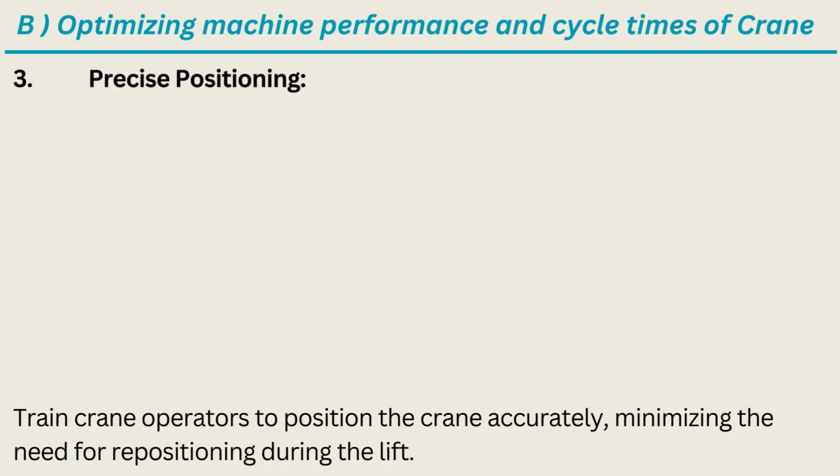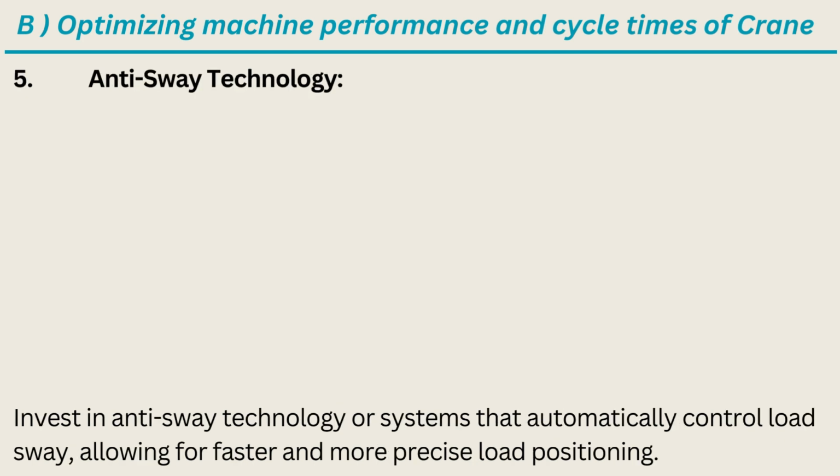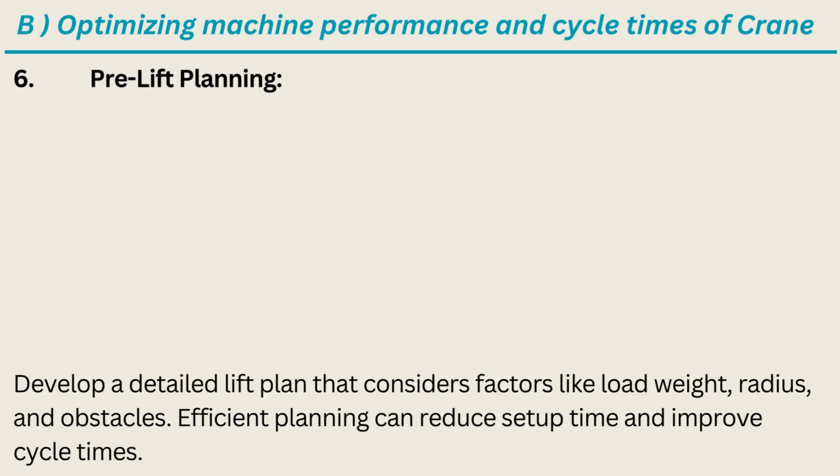3. Precise positioning. Train crane operators to position the crane accurately, minimizing the need for repositioning during the lift. 4. Efficient lifting and lowering. Teach operators to use smooth and controlled lifting and lowering movements to reduce cycle times and avoid sudden load impacts. 5. Anti-sway technology. Invest in anti-sway technology or systems that automatically control load sway, allowing for faster and more precise load positioning. 6. Pre-lift planning.